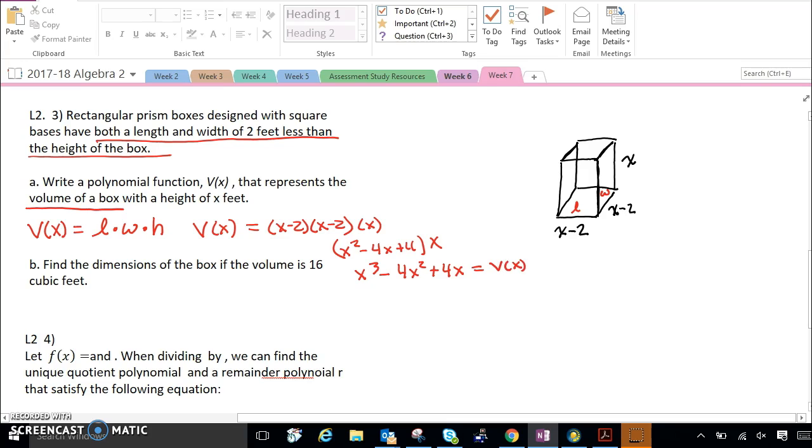Now find the dimensions of the box if the volume is 16 cubic feet. Well, now we're going to take that equation we have before, and we're going to set that equation equal to 16. We've just replaced volume with 16. Like any algebraic problem, we're going to set everything equal to 0 and hope we can factor. So we'll have x cubed minus 4x squared plus 4x minus 16 equal to 0.